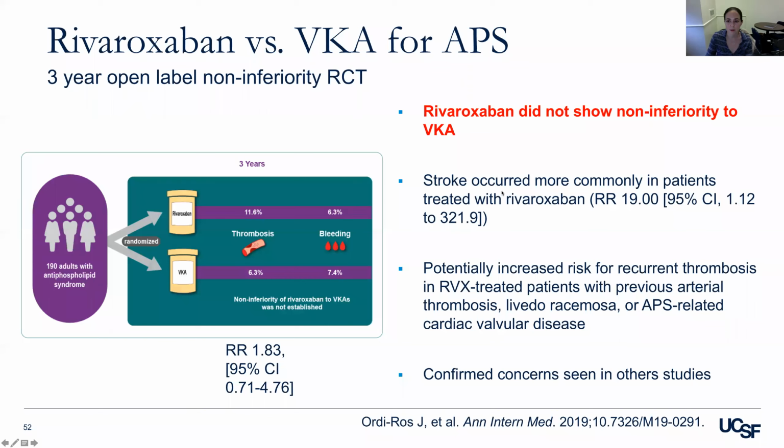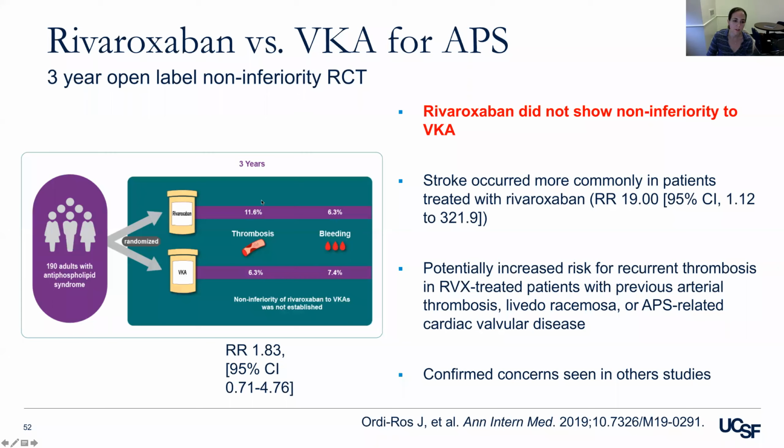Stroke was seen more commonly in patients treated with rivaroxaban with a relative risk of 19, although you can see a wide confidence interval here of 1 to 320. There was a potentially increased risk for recurrent thrombosis in those patients treated with rivaroxaban who'd had previous arterial thrombosis, who had livedo racemosa, or who had APS-related cardiac valvular disease.